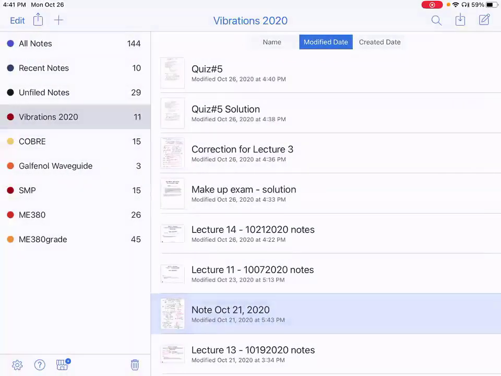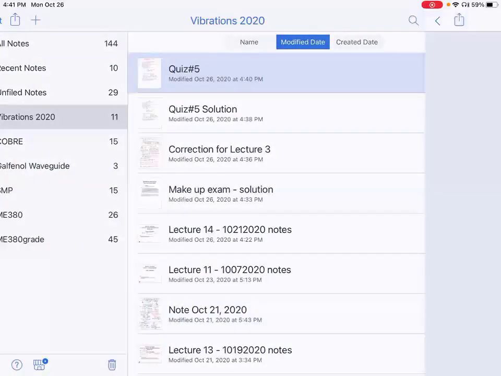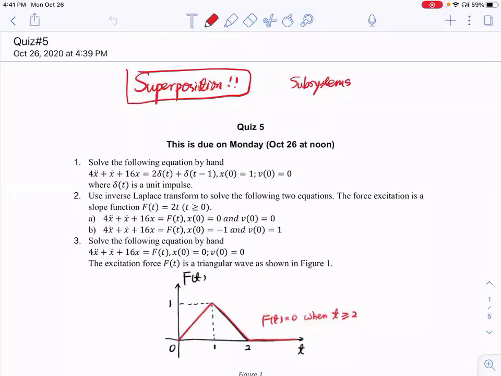First of all, you have to understand those basic solutions. Once you understand those basic solutions, you're going to see that all these quiz problems are just a superposition of those basic inputs. All right, so let's look at question number 1.